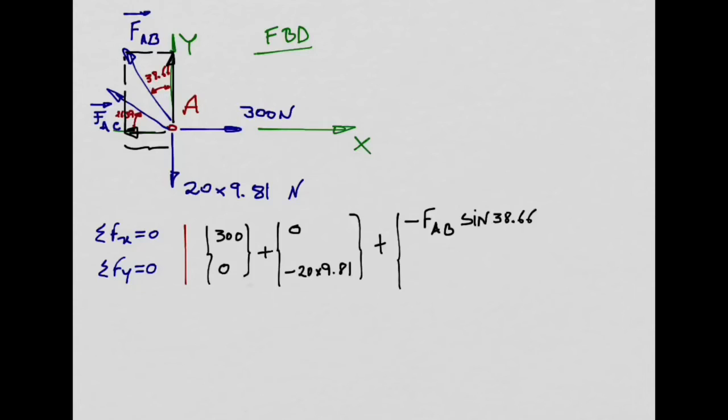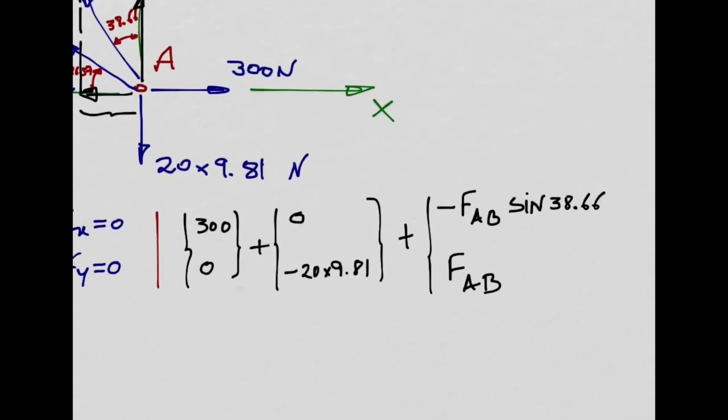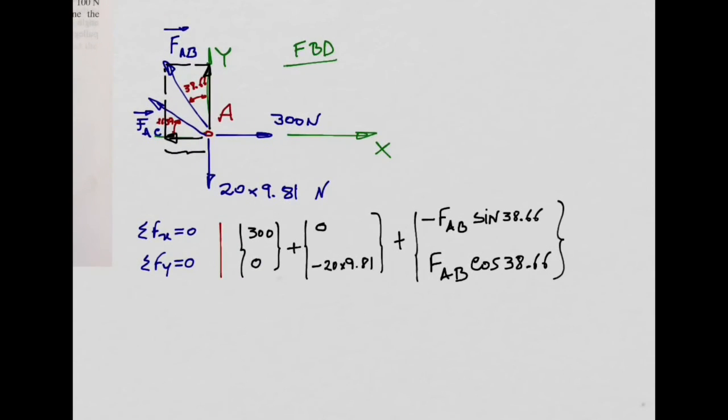What about the vertical component now? This component here, this one. What about this component now? You think it's positive or negative? Positive, right? And the norm of this vector is how much? FAB times what? Cos. Very good. So this is our force FAB decomposed into the coordinate axis. So the force vector is represented here.